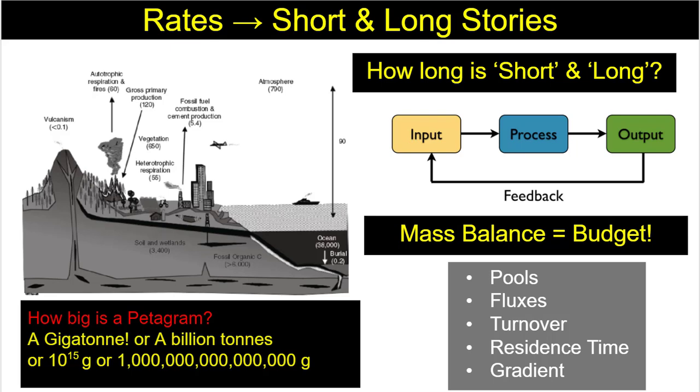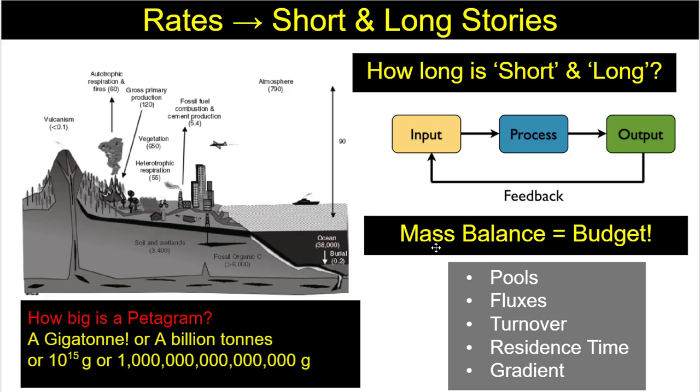So a mass balance is literally just a budget. It's a way for us to say, at this point in time, this much of whatever is in there. And then you could start to think about rates and fluxes. How did it get there? Why is it in that form? How long is it going to be there? That's that idea of residence time, and I'll come back to that in a second.